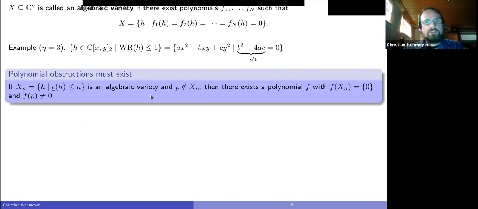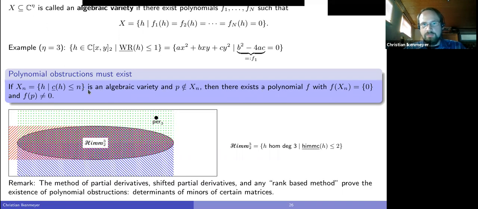So we really want that all our sets are algebraic varieties, and we can actually do that. Yeah, this is a picture where I want to try to highlight how this looks. It will be useful later to think of it in this way. So say this is the set of polynomials of homogeneous degree 3, where the border complexity is at most 2.